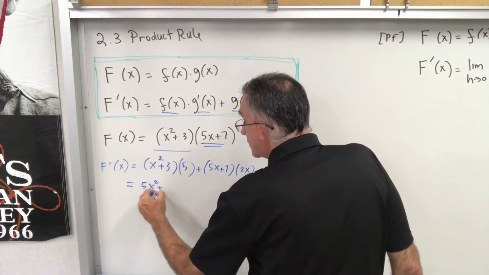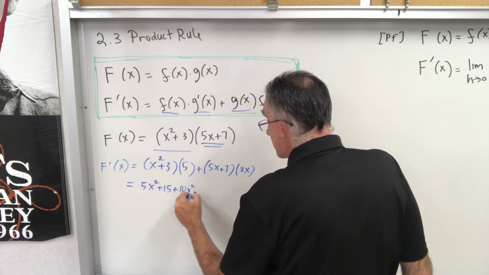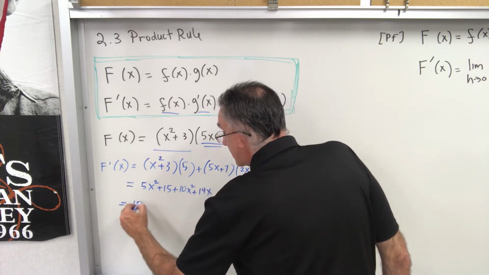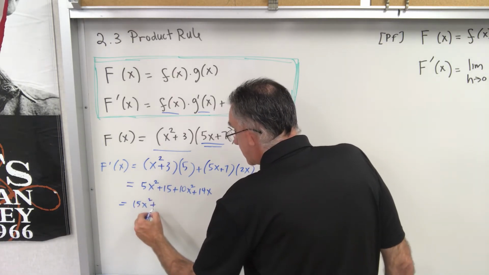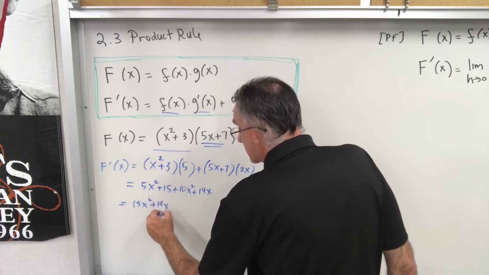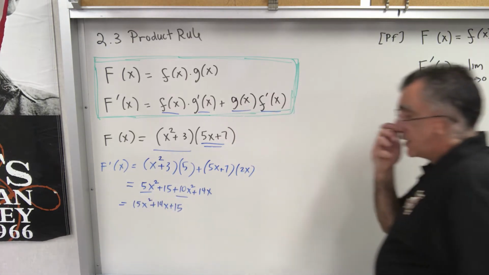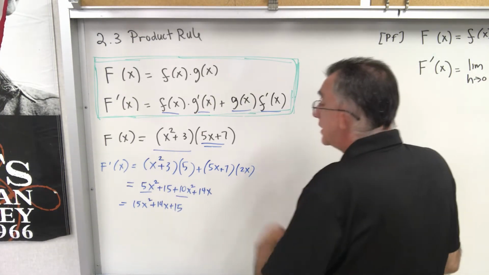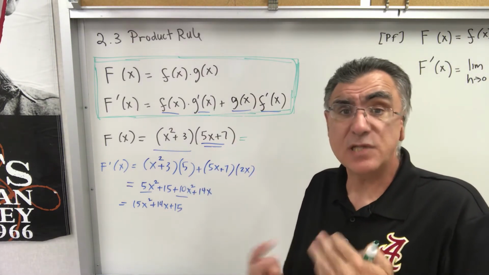5x squared plus 15 plus 10x squared plus 14x. So what is that? 15x squared plus 14x plus 15. Just collecting my like terms here. 5x squared plus 10x squared is 15x squared, and then putting them in descending order. Now, if you remember what I said, you practice it this way when you get the chance, so that when they get more challenging, you could do it.